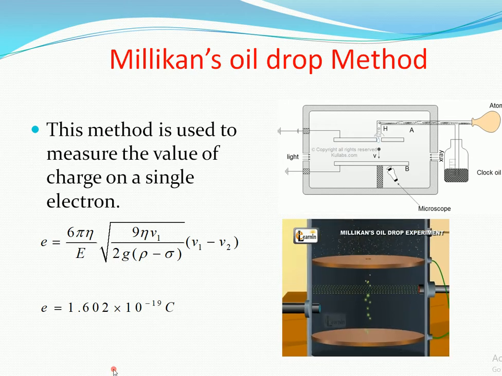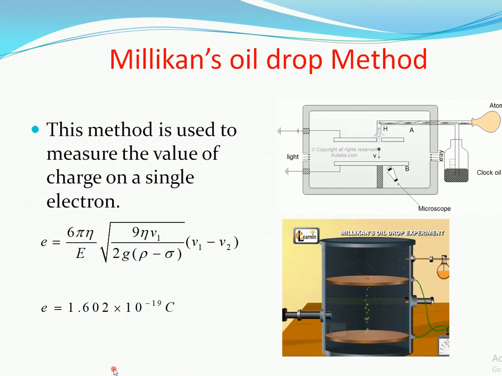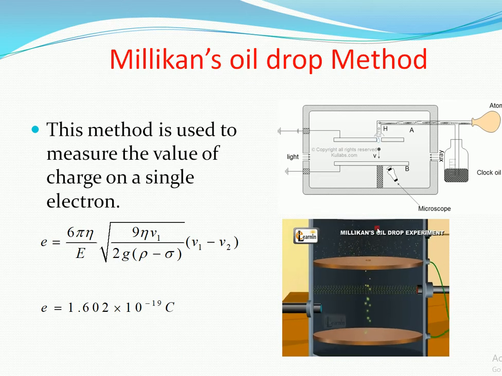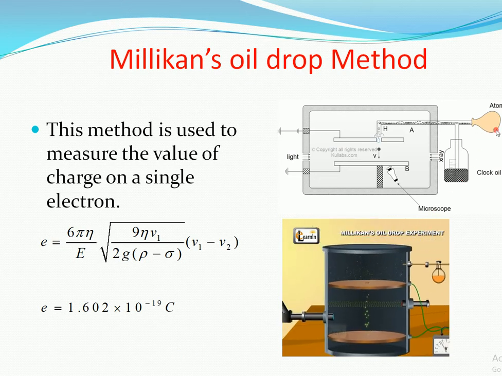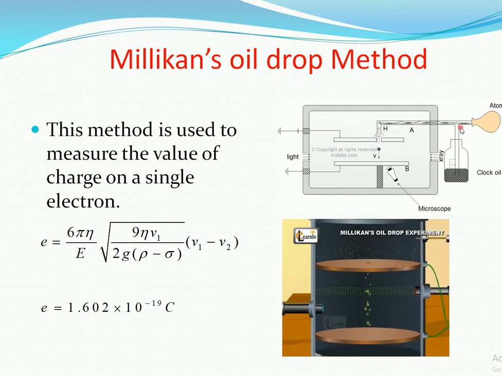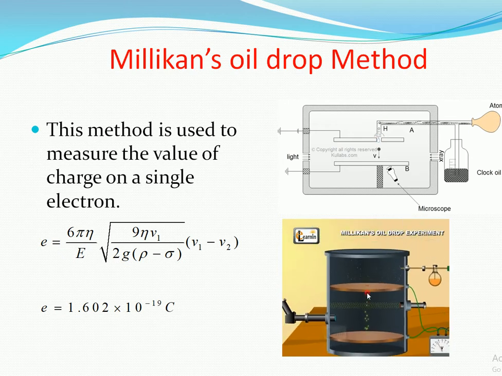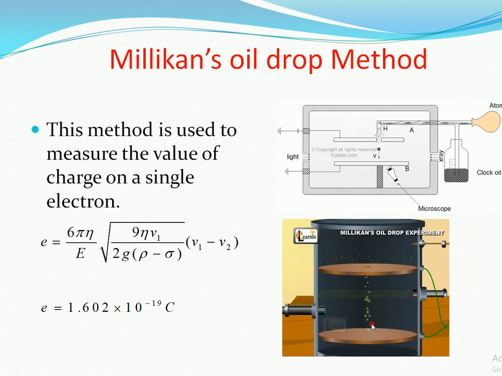The second method is Millikan's oil drop method. This method is used to measure the value of the charge on a single electron. In this experiment, the main important part is the atomizer. The atomizer sprays oil droplets, and these oil droplets travel in between the plates A and B.